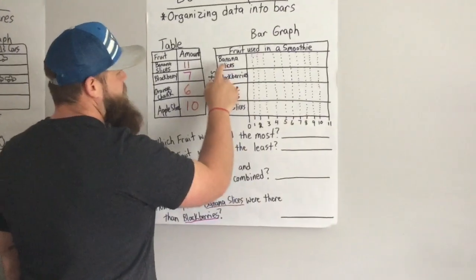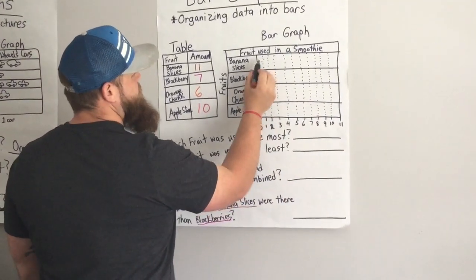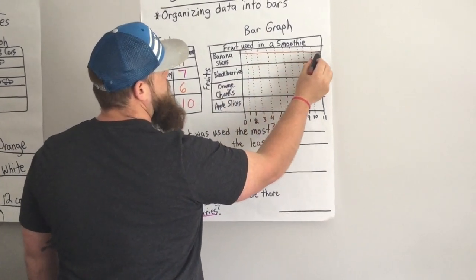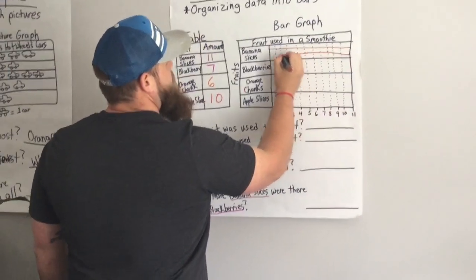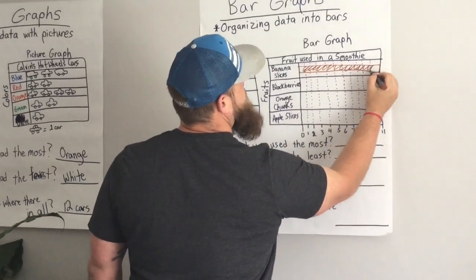So I have 11 banana slices. So my bar for banana slices has to go all the way out to 11, the 11 line right here. And then I just make a little bar. It doesn't have to be perfect. I shade it in just like that.